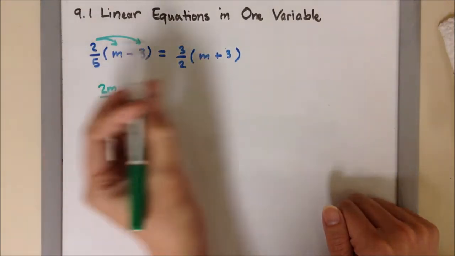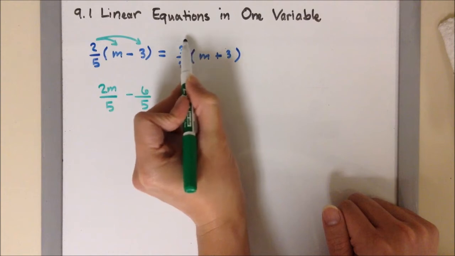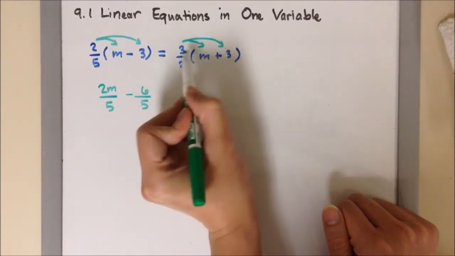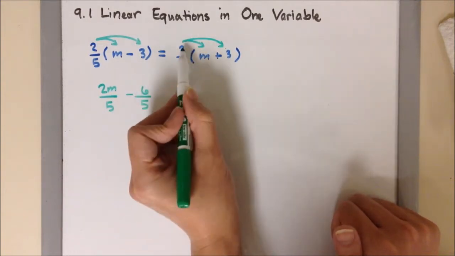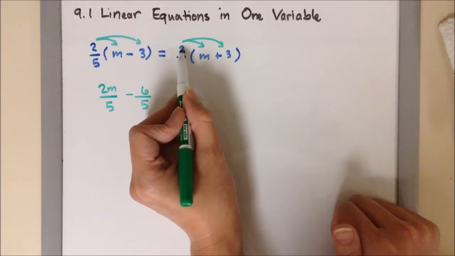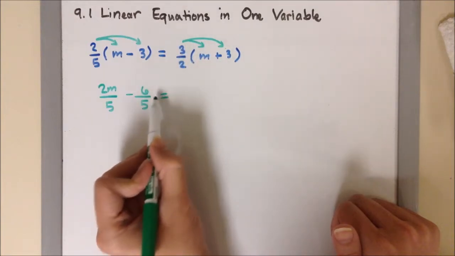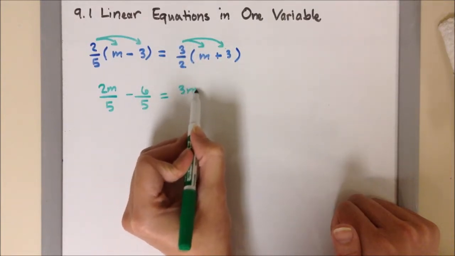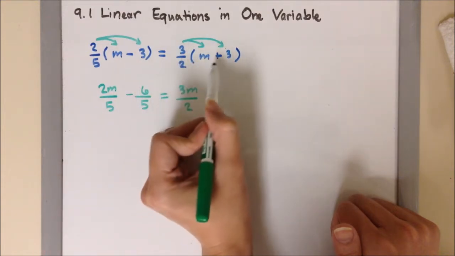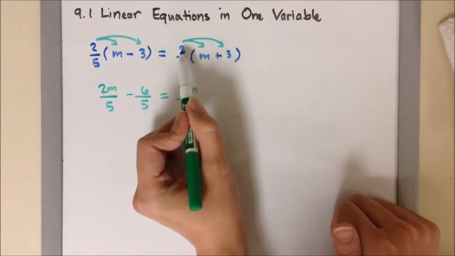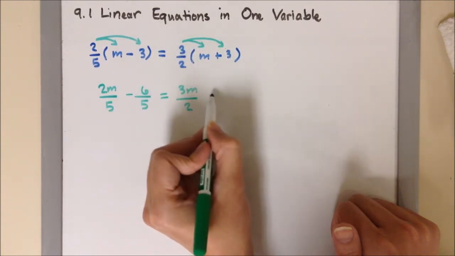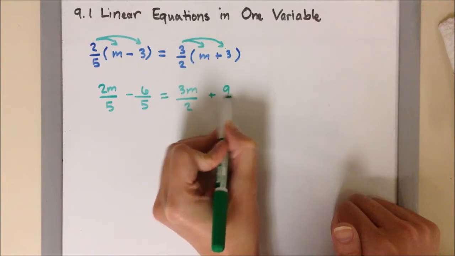That's it. Then we're going to do the same process on the right side. So 3/2 times m and 3/2 times positive 3. So again, 3/2 times m, I'm just going to multiply the m with the numerator. So that's going to be 3m, keeping the denominator, and then 3/2 times positive 3. So again, I'm just multiplying the whole number, this 3, to the numerator, which will be positive 9 over 2.